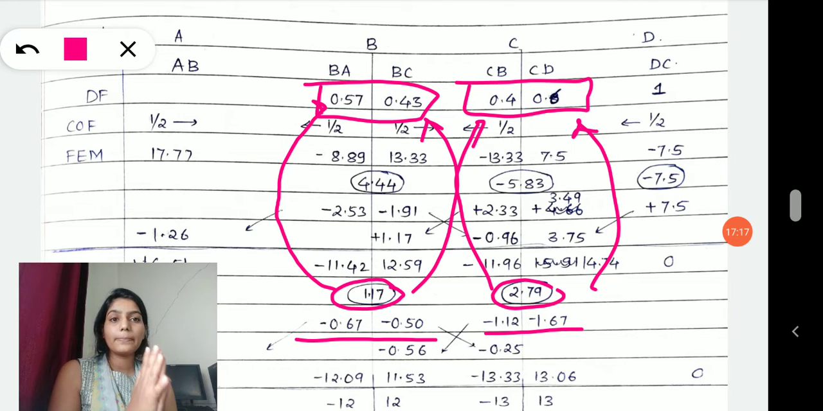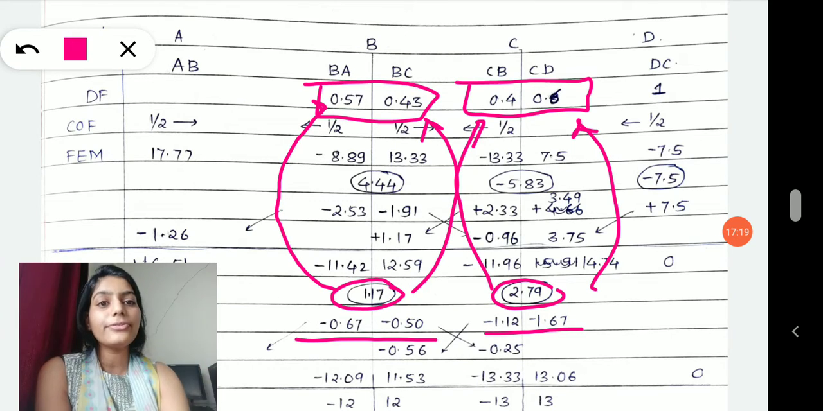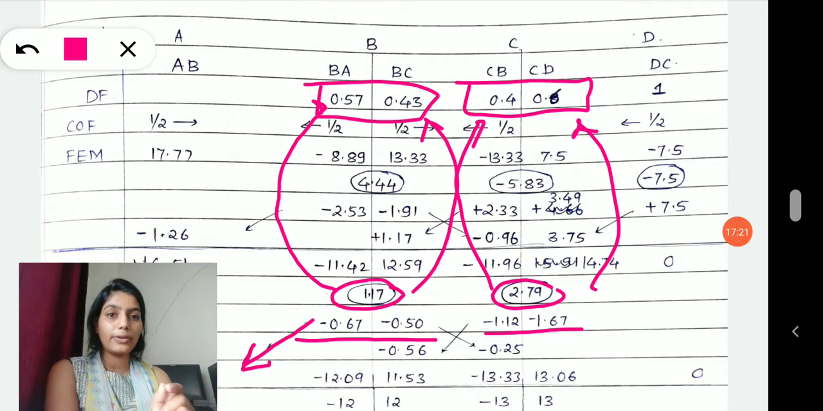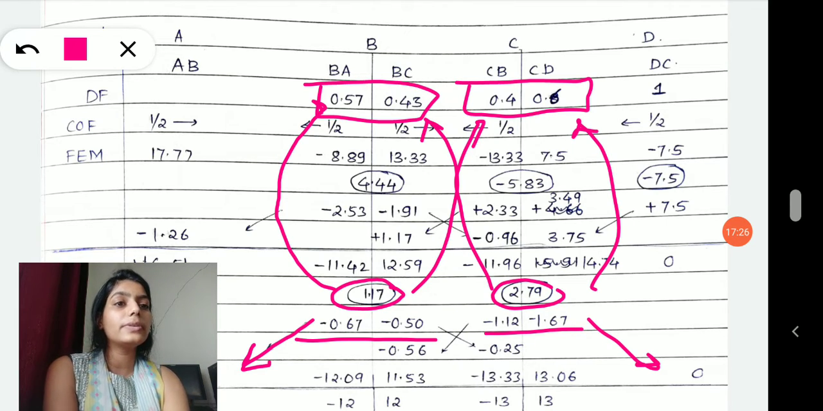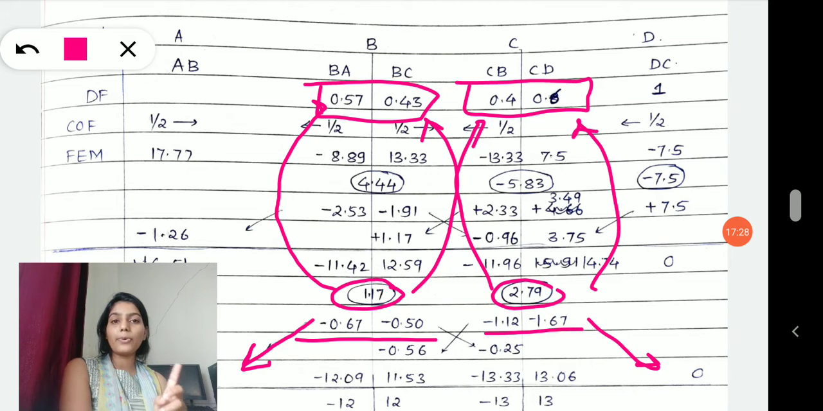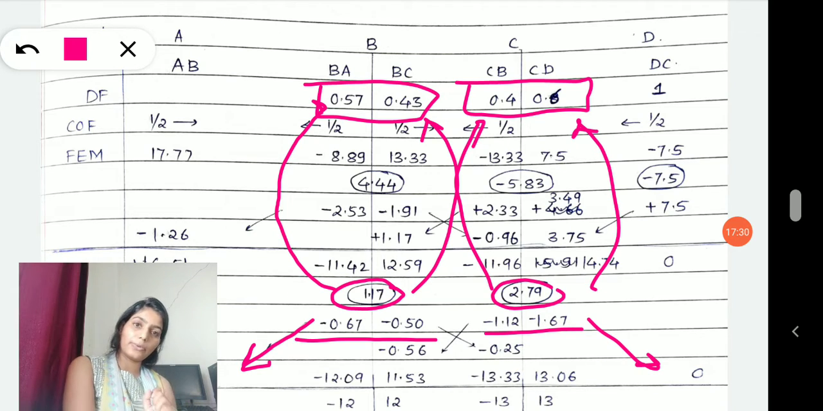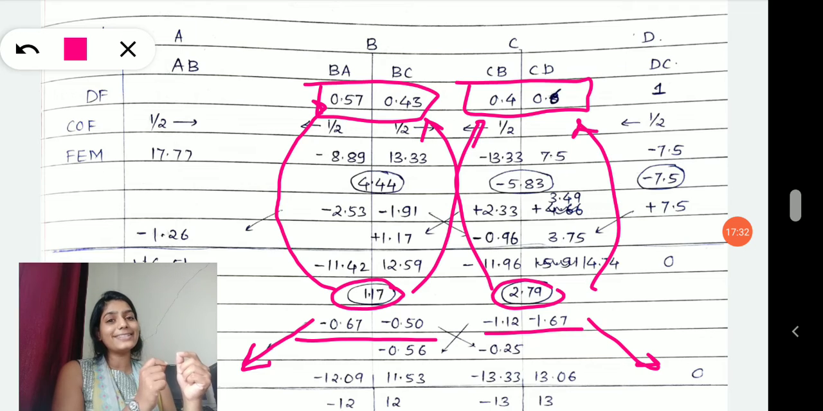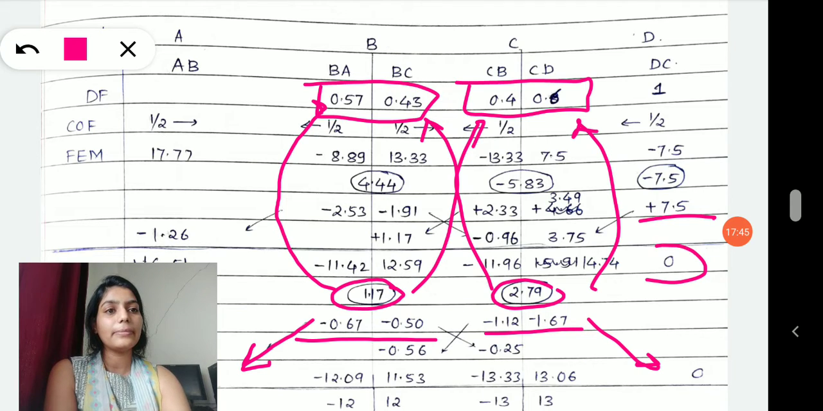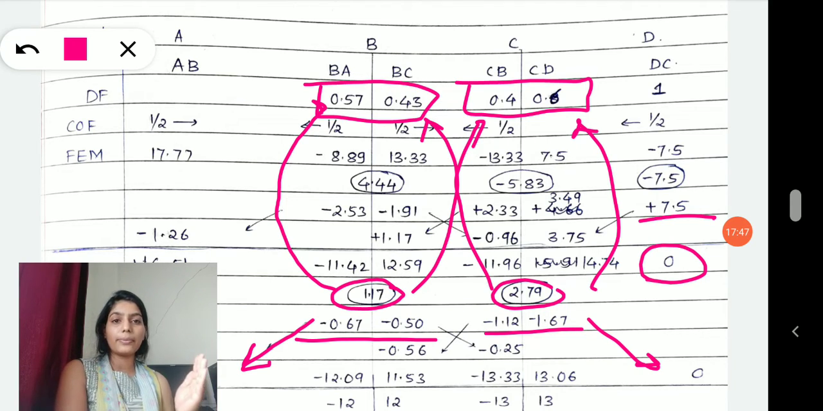Now please pay attention here. To the fixed end, you always take a carryover factor of a half, but you will not take a carryover to the simple support, hinge support or roller support. Why? Because we have already balanced it, we are trying to nullify it, we are keeping it free from the moment, and if you take a carryover to it, it will add a problem. It will again disturb the moment which you have already balanced here and made free from the moment.